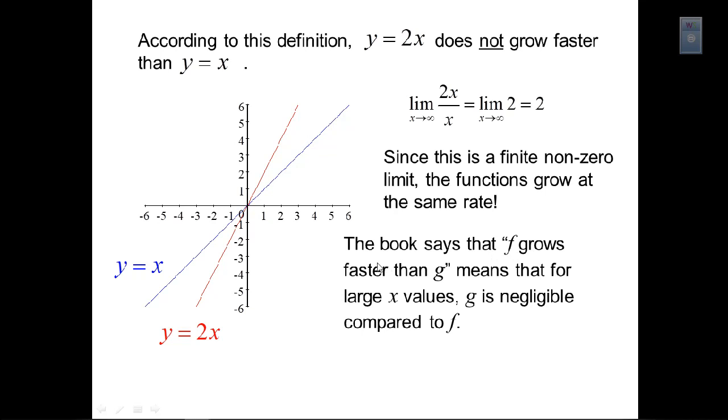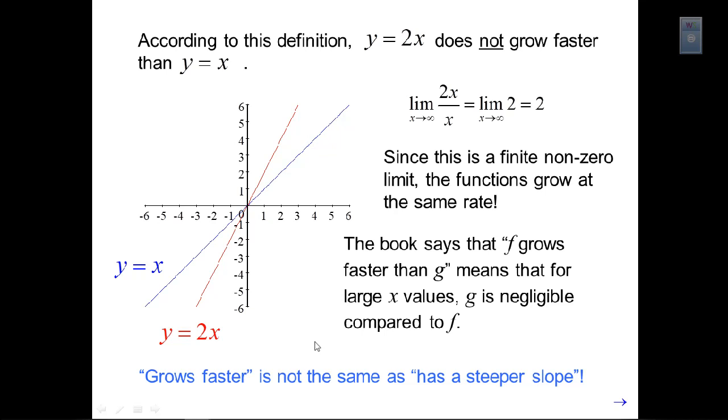The book says that f grows faster than g means that for large x values, g is negligible when compared to f. In these cases, one's just double the other, so they're going at pretty much a constant rate. Grows faster is not the same as has a steeper slope. So kind of get that out of your mind.